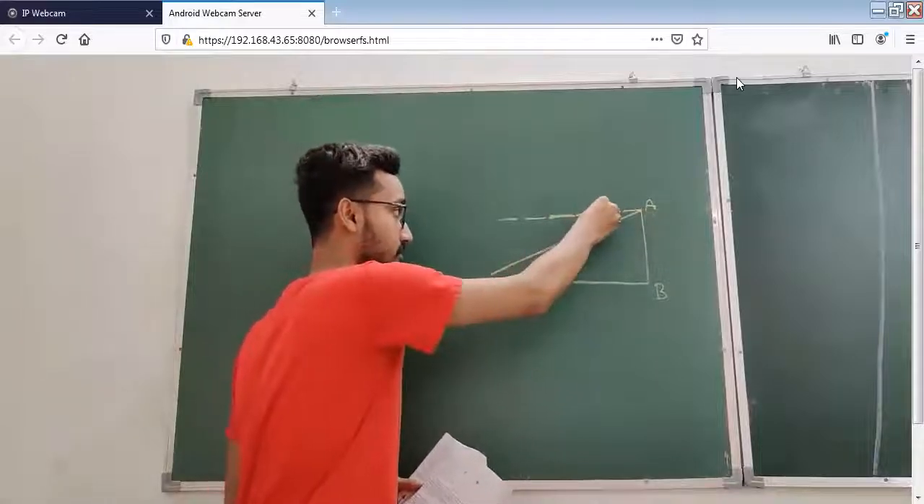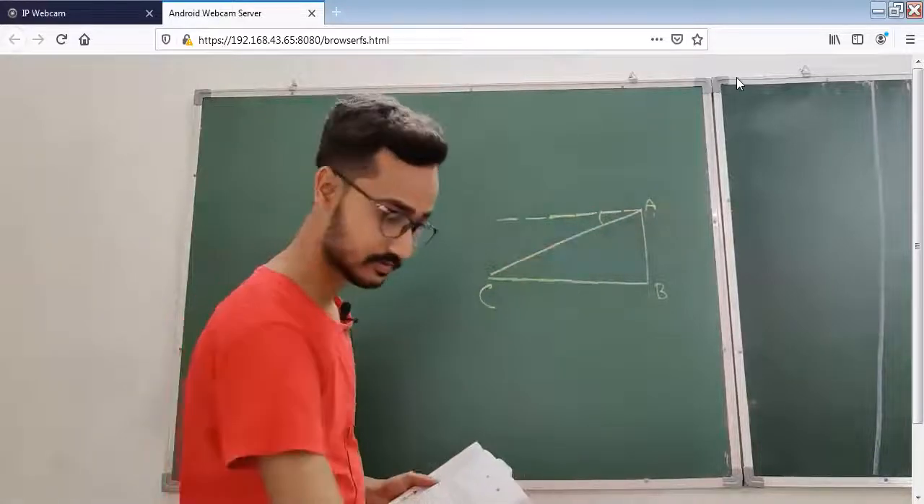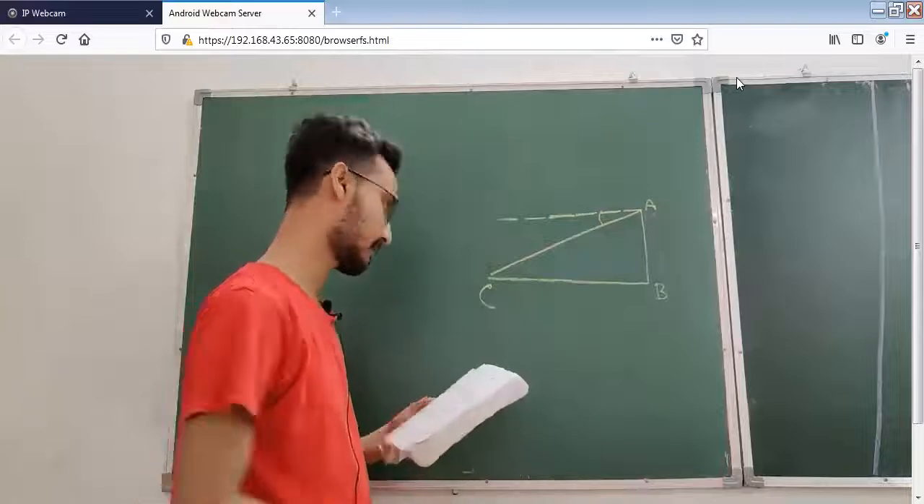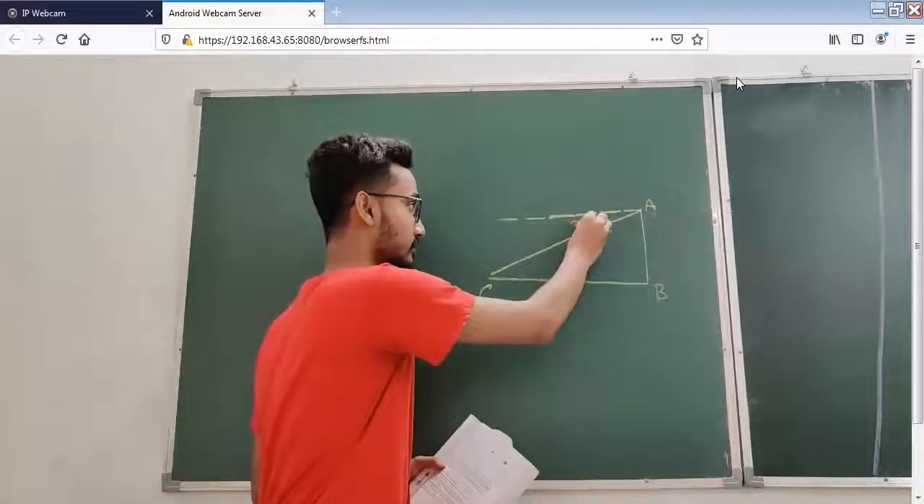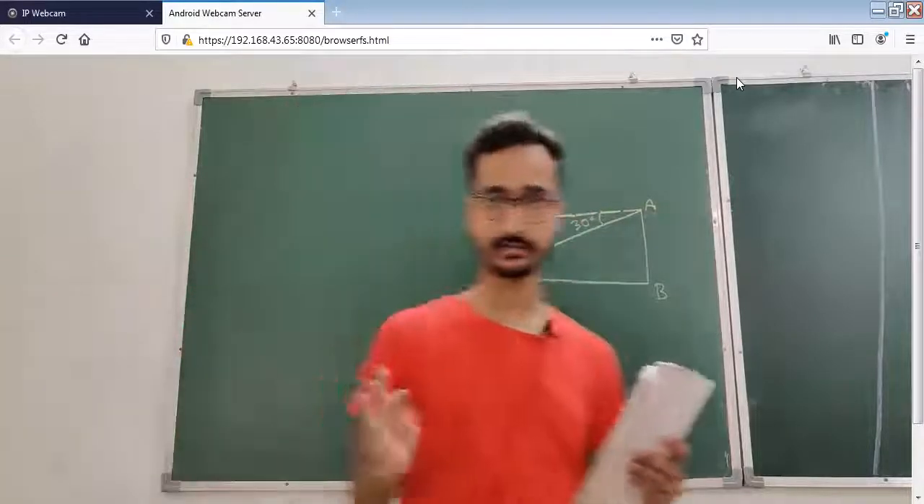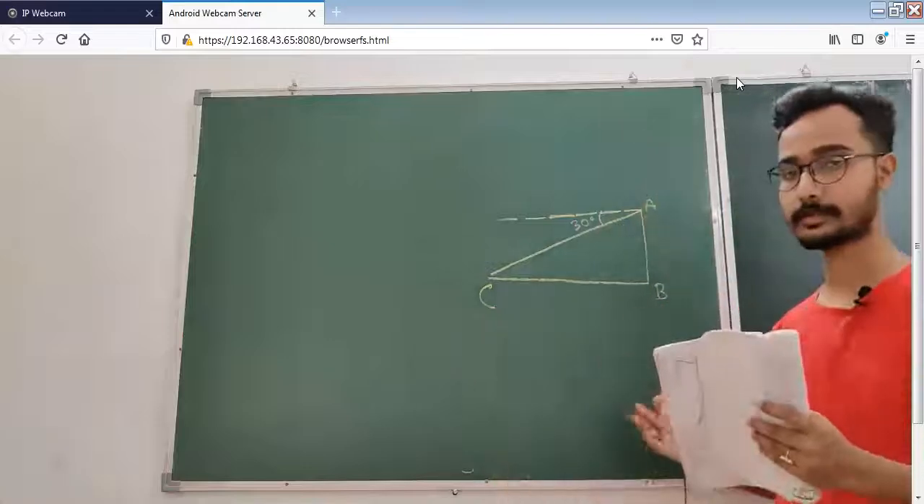This angle is given. The angular depression is given here. How much? 30 degrees. This angular depression is given here, 30 degrees. Up to this, clear? Yes or no?